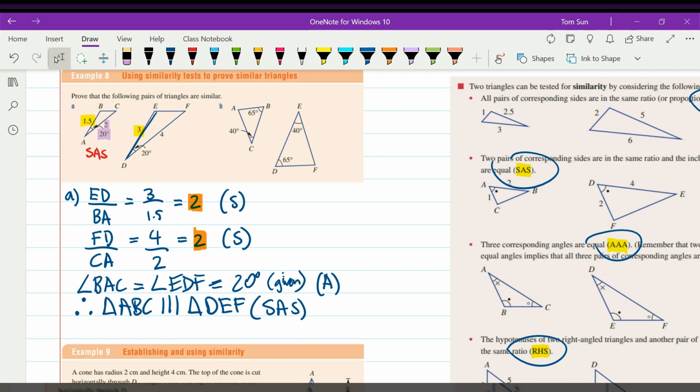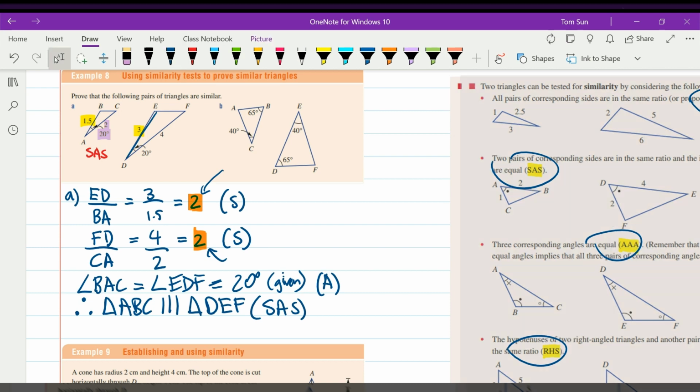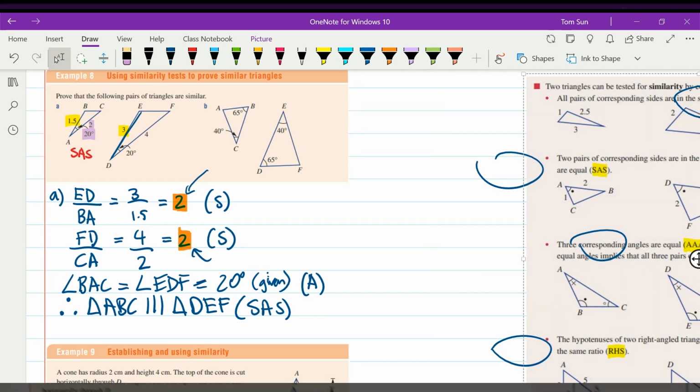Now, feel free to pause the video to copy those examples down, but it's really important that if you're using these conditions, especially with sides, you're testing to see if the sides have the same ratio. If they don't, then they're not actually similar triangles. Now, let's take a look at B and see if we can do B. I'll have to move this away a little bit.